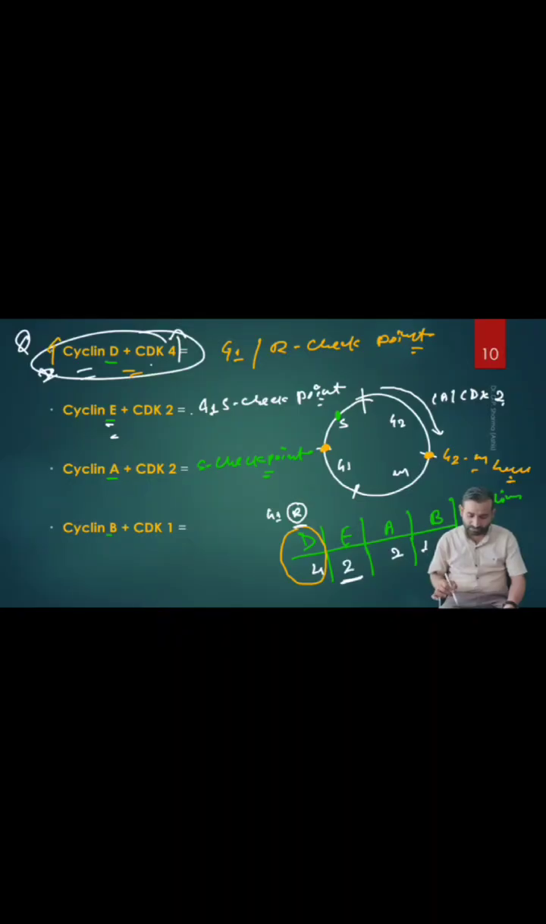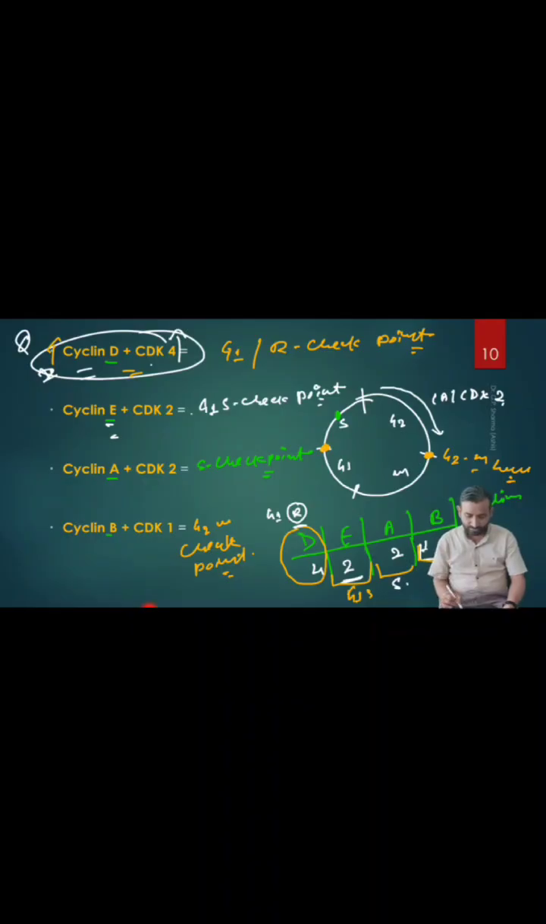So this one is the R checkpoint, this one is the G1 S checkpoint, and finally this one is the S checkpoint. Finally, we reach cyclin B with CDK1. Where does cyclin B with CDK1 come in? The G2M checkpoint.